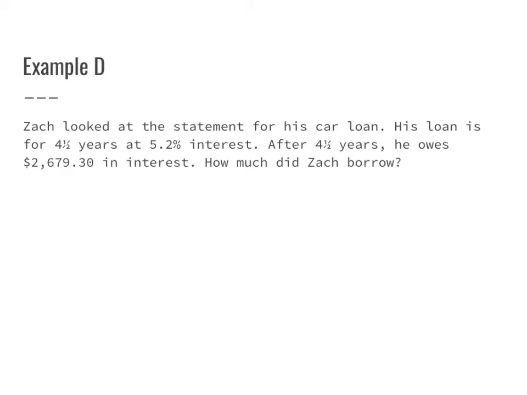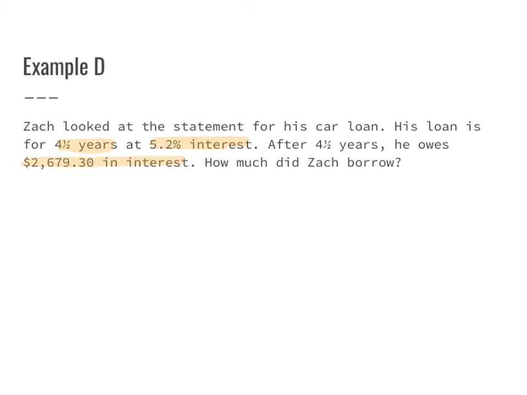It says his loan is for 4.5 years. Years is important. It's got a number and time. 5.2%. I see a percentage point and the word interest. After 4.5 years, he owes $2,679.30 in interest. So how much did Zach borrow? So it sounds like, since we're trying to figure out how much he started with borrowing, that we're going to be looking for our principal.